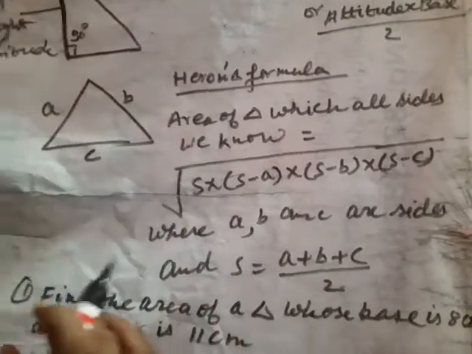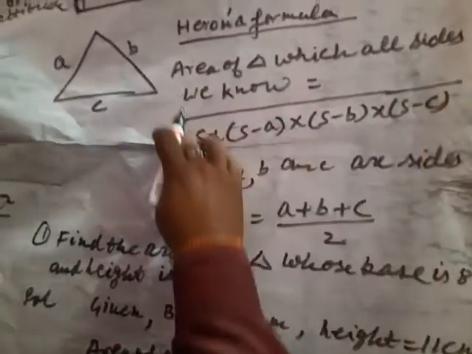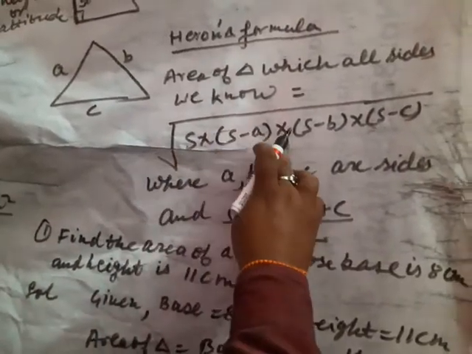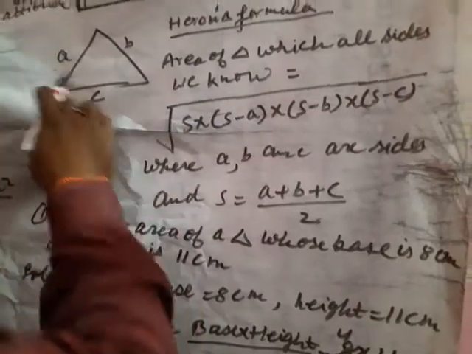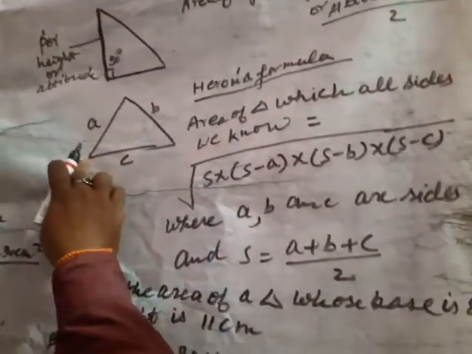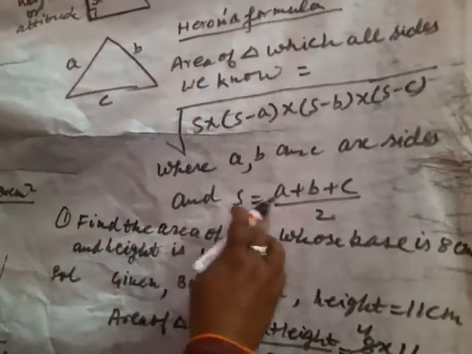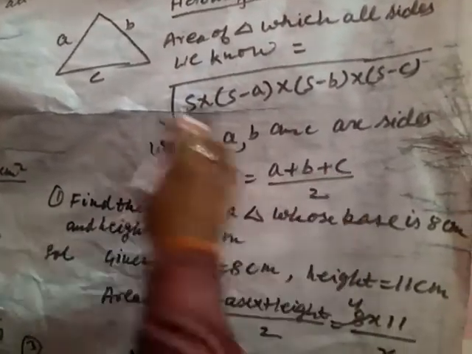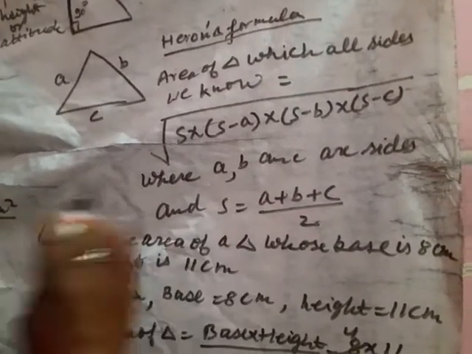अगर इसकी तीनों साइड पता है तो इसका एरिया हम कैसे निकालेंगे? With the help of this formula, under root s into s minus a into s minus b into s minus c. ये a, b, c क्या है? a, b, c इस triangle की तीनों साइड की लेंथ है. a this side, c this side, b this side. And what is s? s is equal to a plus b plus c upon 2. तीनों साइड के सम का आधा, that is called your s.